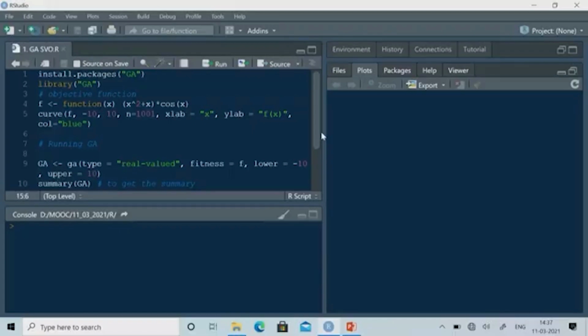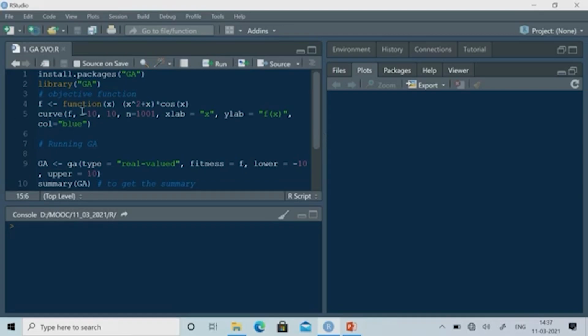So, now we will try to solve this problem using R software. Already you have learned what R is and how to solve the classical problem using R. So, today we will learn how to solve genetic algorithm using R. So, today we will solve some problems using genetic algorithm. So, now let us solve this problem using R.